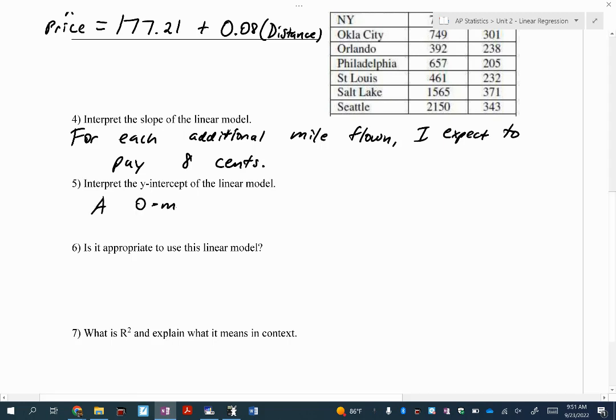A 0-mile flight will cost us $177.21. Now, I agree that doesn't make sense, but let's think about what that could be. Maybe Eduardo's got some thoughts. If you say it like this, you could say the initial cost of the flight without factoring in the distance that you have to go would initially be 177. I agree.